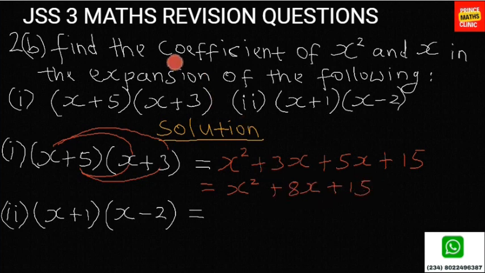Now, what does coefficient mean? Coefficient means the number beside the letter. So the number here is 1 and the number here is 8. Therefore, the coefficient of x squared, you don't leave your answer like this. You now state it in sentence form that the coefficient of x squared is 1 and the coefficient of x is 8 in this particular equation. Then I will use the same pattern to solve this as well.